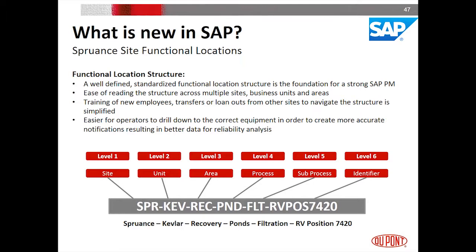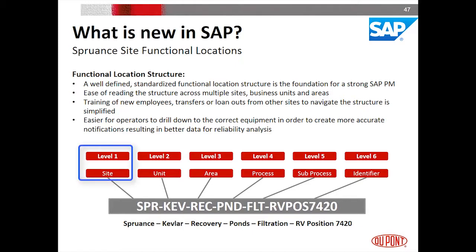Ease of reading the structure across multiple sites, business units, and areas. Training of new employees, transfers, or loan-outs from other sites to navigate the structure is simplified. It is easier for operators to drill down to the correct equipment in order to create more accurate notifications, resulting in better data for reliability analysis. This diagram illustrates how the functional location is structured.